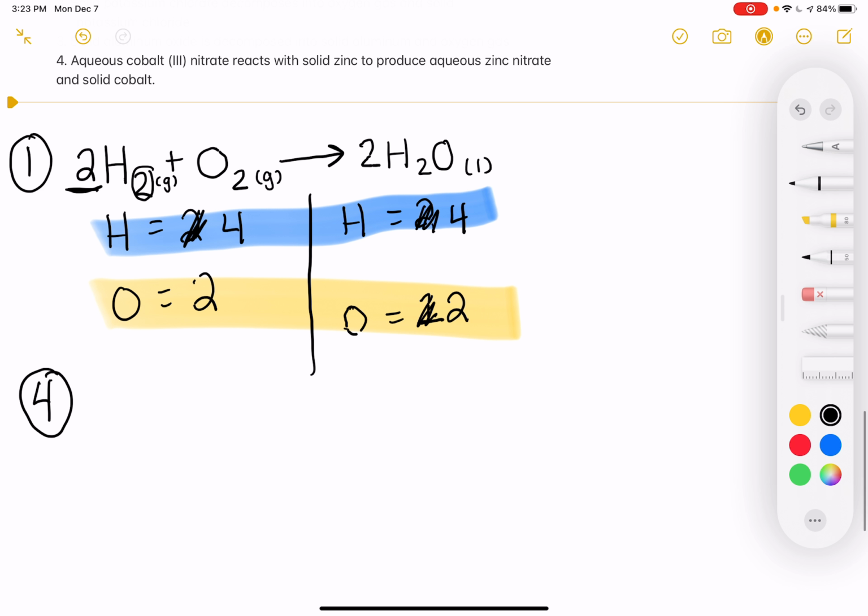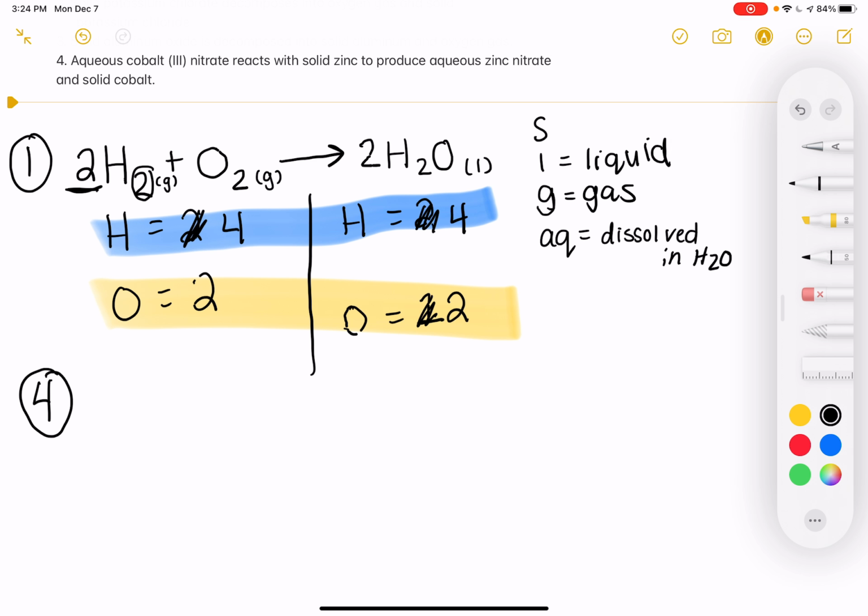So aqueous, I guess, is another state of matter I didn't go over. So we got solid, liquid, gas, and aqueous. Aqueous means it's something dissolved in water. This is a gas, this is a liquid, and this is a solid.